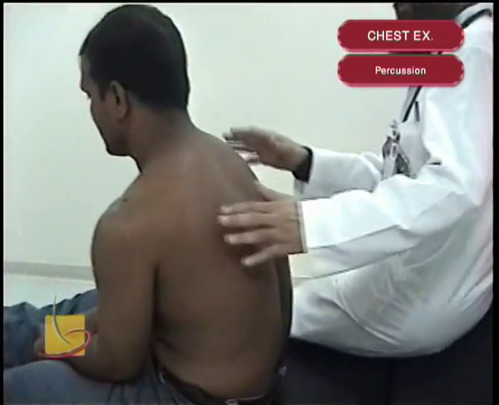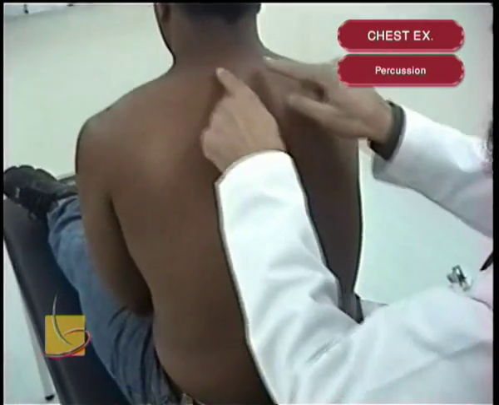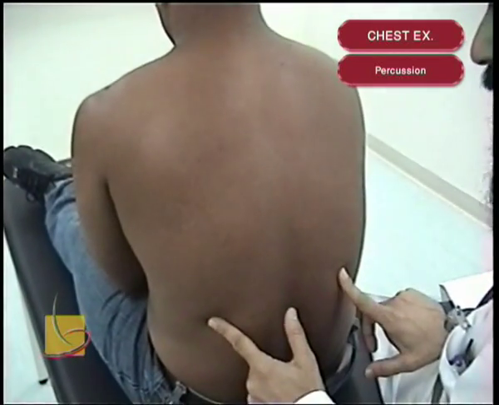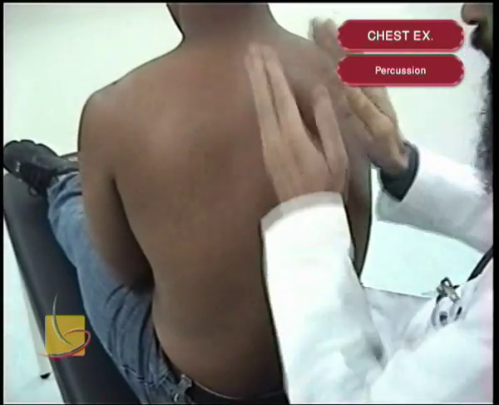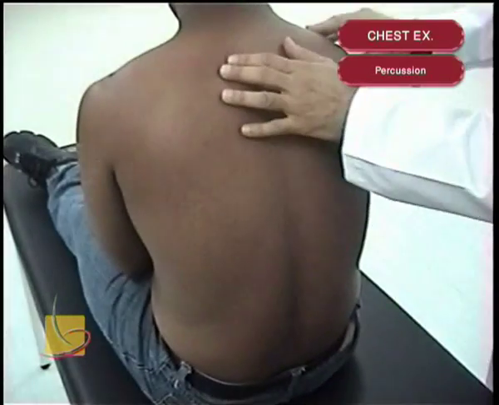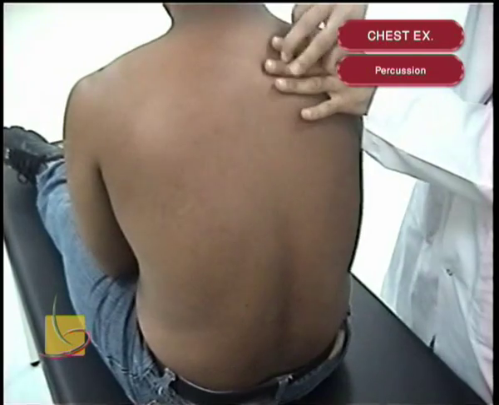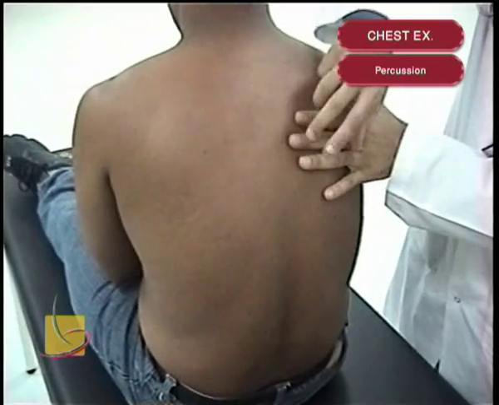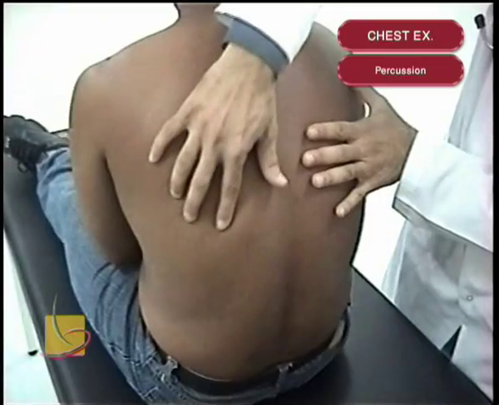Percussion of the back. We percuss here only two lines, the so-called paraspinal line and then the mid-scapular. Paraspinal, that is just beside the spine, on either side of the vertebrae. So space by space, again starting from the first, second, third, until you reach the angle of the scapula.